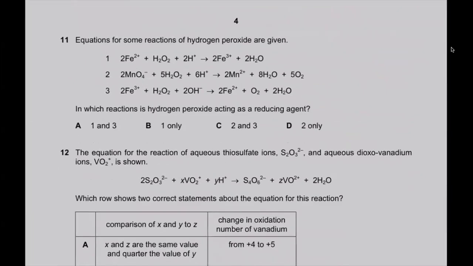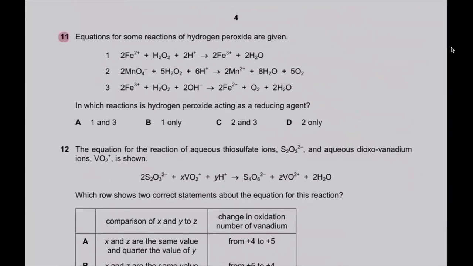Okay. Now, MCQ number 11, equations for some reactions of hydrogen peroxide are given. In which reaction is hydrogen peroxide acting as a reducing agent? If it is acting as a reducing agent, it means it is the one which is undergoing oxidation, and oxidation is the change in which the oxidation number increases. So over here, oxygen is -1, and over here it's -2. So it means it is undergoing reduction, and if it's undergoing reduction, it means it's an oxidizing agent over here, which makes 1 wrong. And if 1 is wrong, it means A and B are not correct.